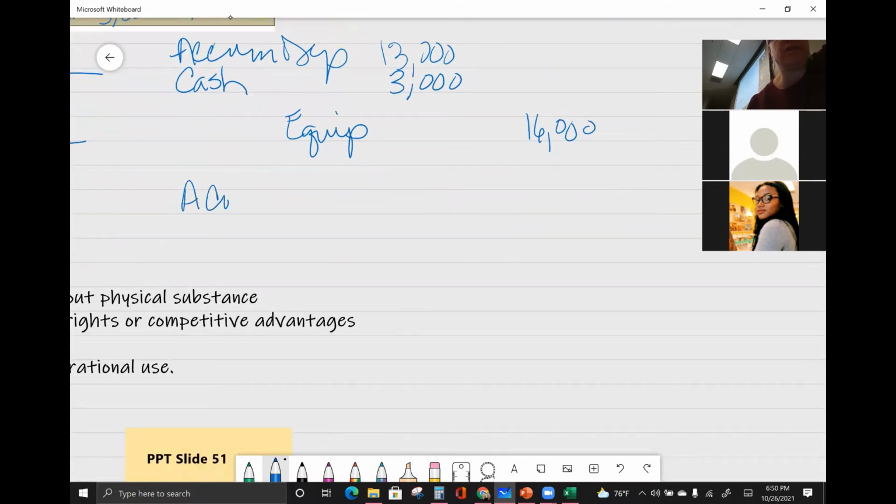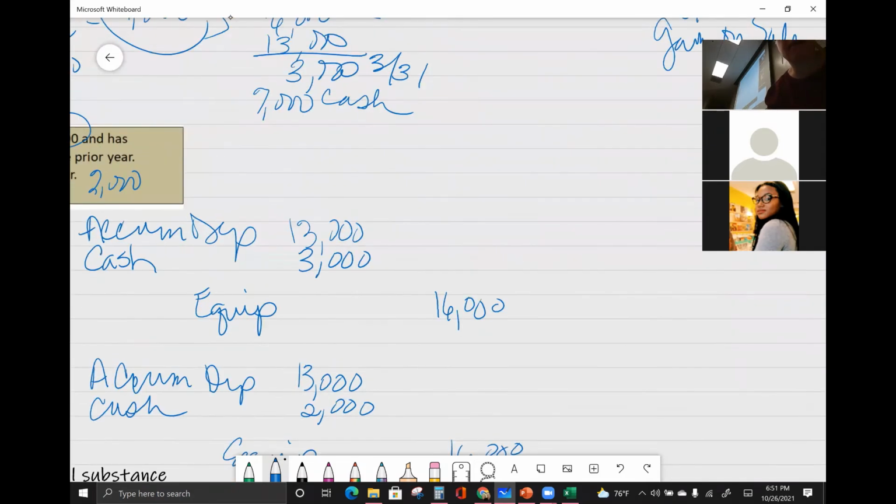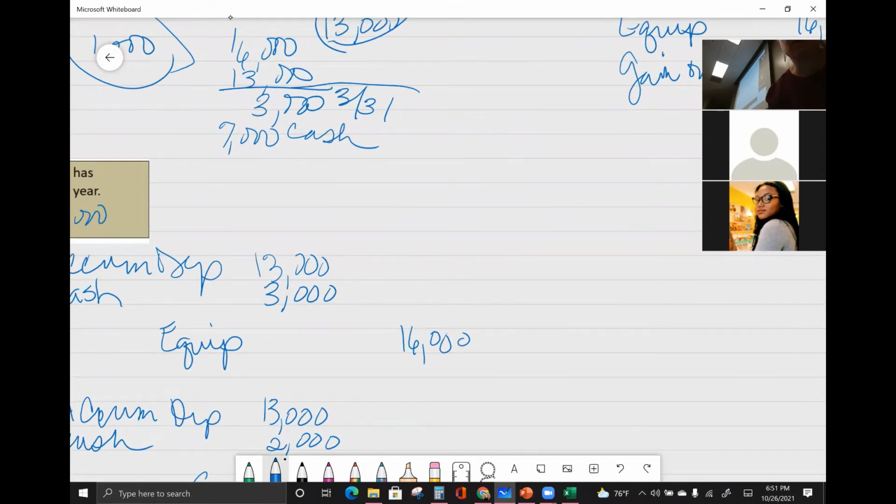All right, let's do it if we sold it for 2,000. Okay, new entry. Accumulated depreciation, 13,000. My cash is going to be 2,000. And my equipment is 16,000. Okay, so now what's happened? On the books, I have this asset that has this net book value at 3/31 of $3,000. And I only received 2,000. So I had a loss of 1,000.